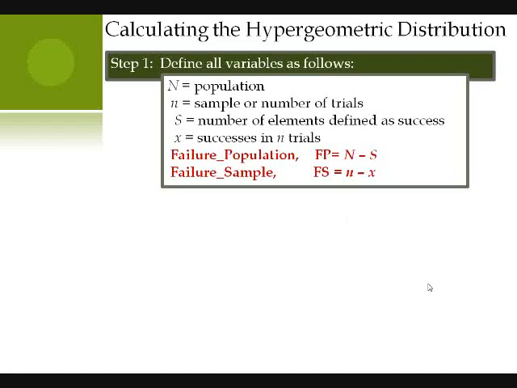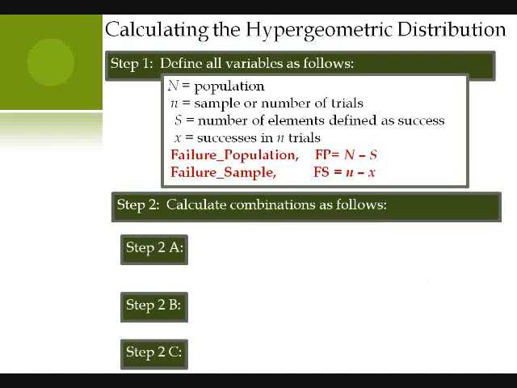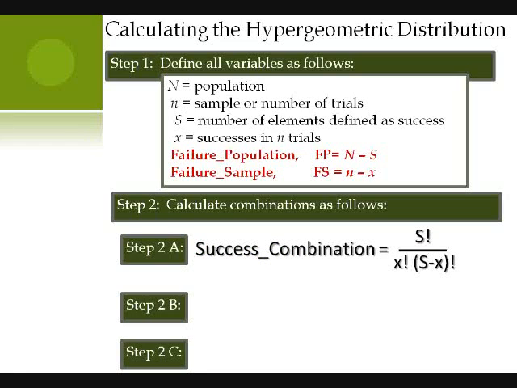Now the real action happens in what I define as step 2, and you'll see that step 2 has parts A, B, and C, and we're just breaking down those combinations. First, we'll deal with the success combination, which takes the total number of successes in the population, factorial, divided by the number of successes in the sample, factorial, and then you can see that's multiplied by success minus success in the sample, factorial. Okay? So I'm going to call that success.